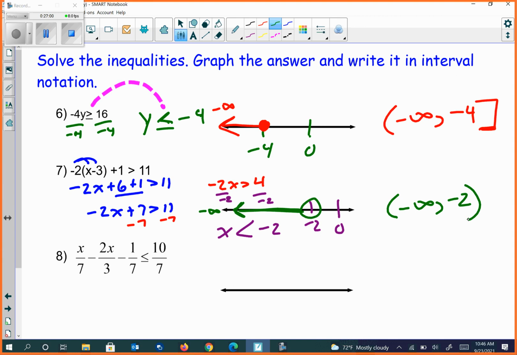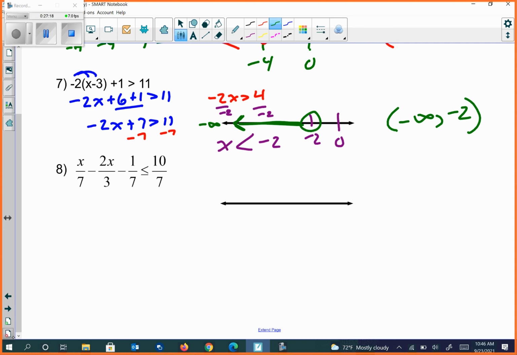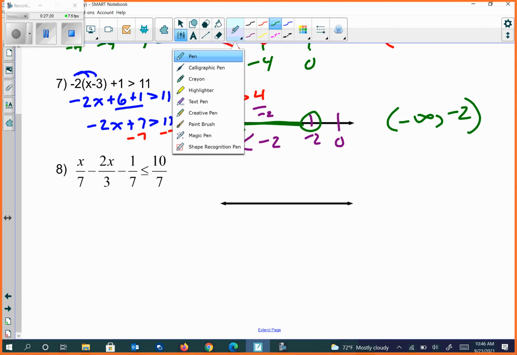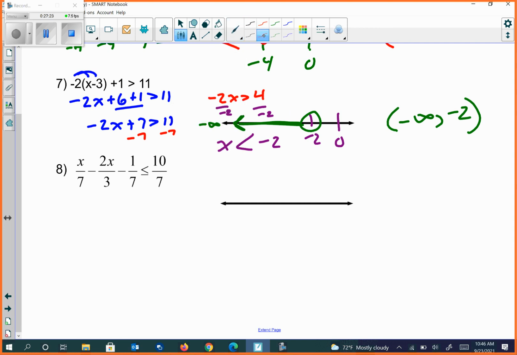Okay, 7 goes into 21. Agree? And 3 also goes into 21. So 21 is the smallest number that both 7 and 3 go into. And I have to multiply 21 over 1 to every term there. So I'm going to move this down a little bit so we can see it. I'm going to multiply by 21 over 1, 21 over 1, 21 over 1, and 21 over 1. Agree?